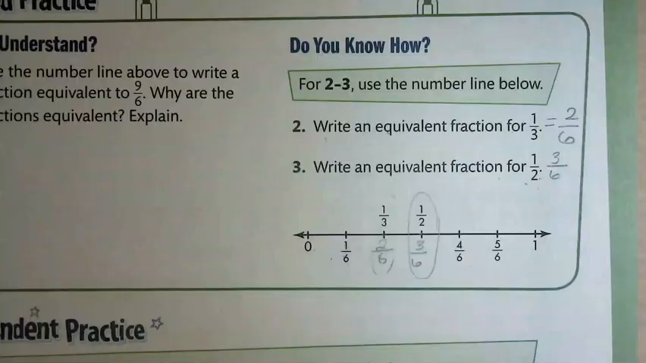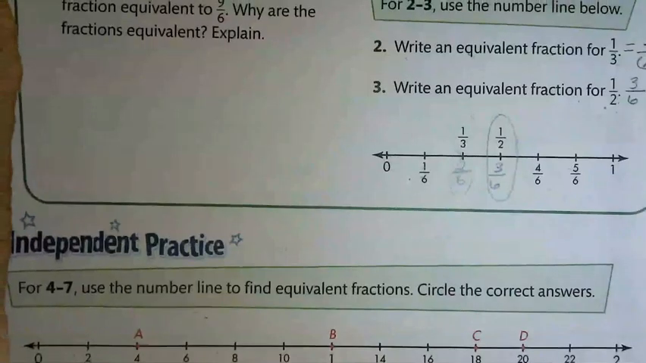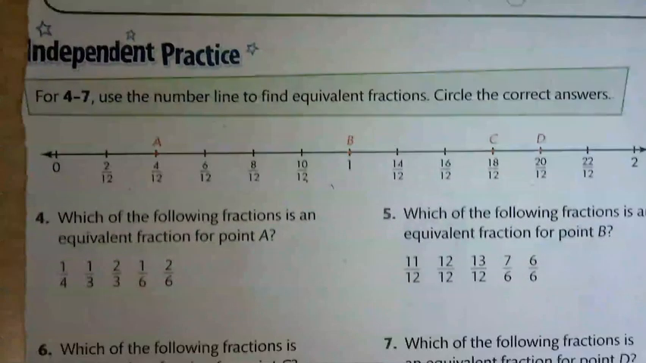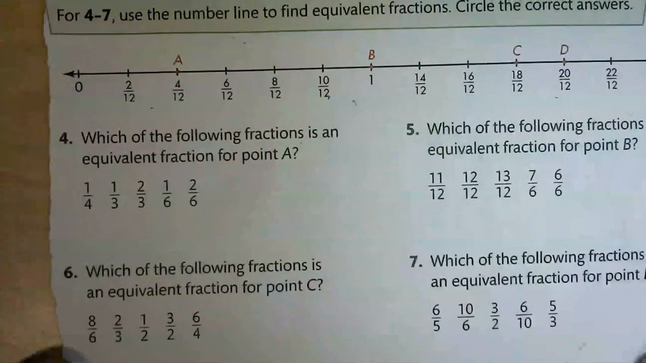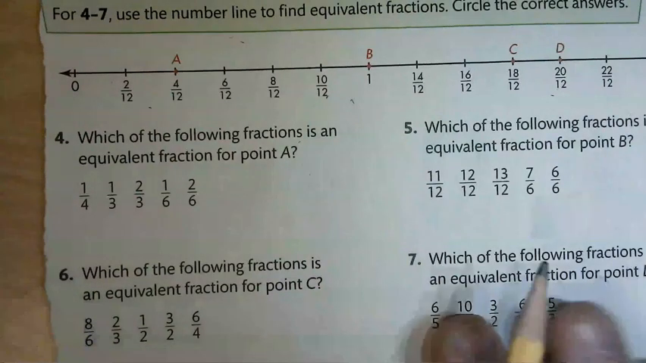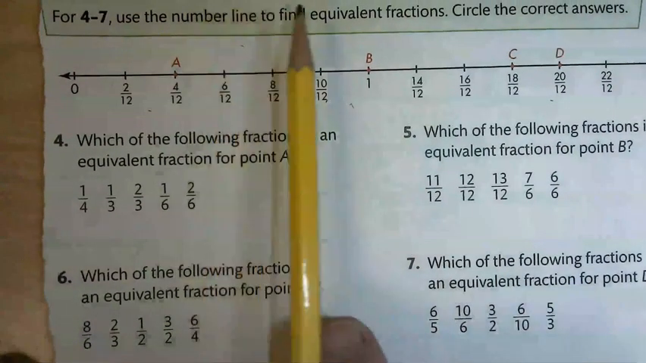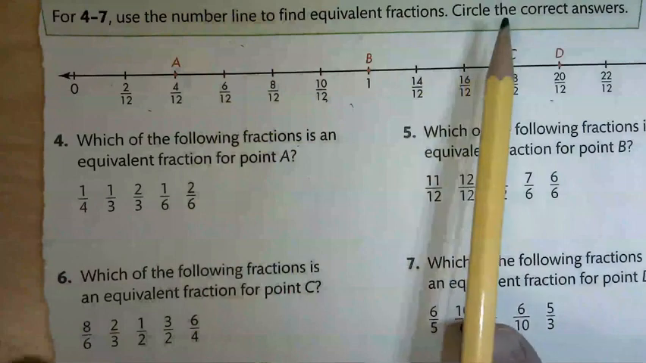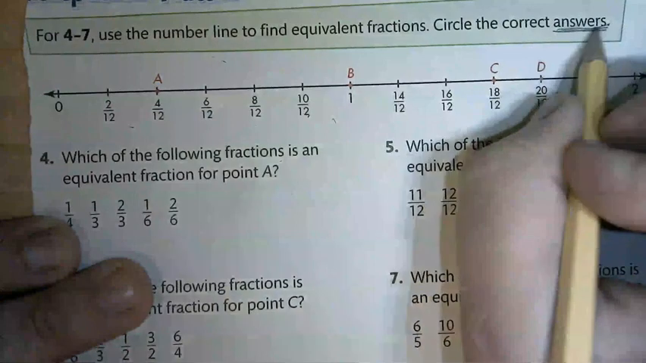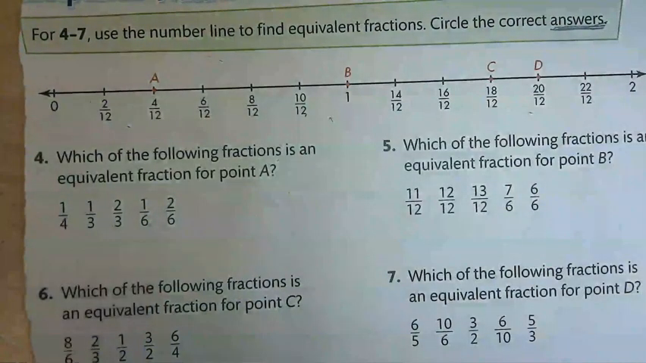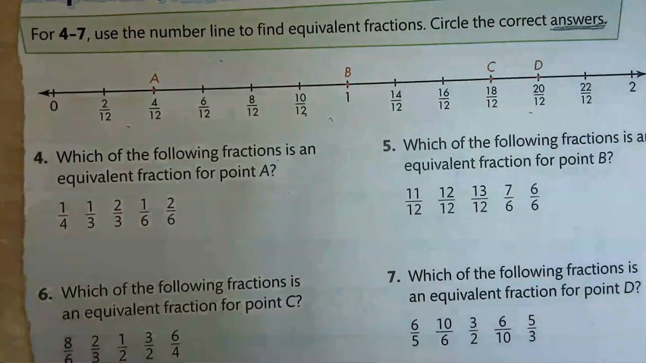All right, well, let's go ahead and jump down here to number 4, 5, 6, and 7. Now, these are going to be a little bit trickier, all right? And we're going to have to figure out a couple of different things because it says use the number line to find the equivalent fractions and circle the correct answers. Would you underline the word answers for me? Does it say circle the correct answer? No, there's an S at the end, which means there might be more than one correct answer.